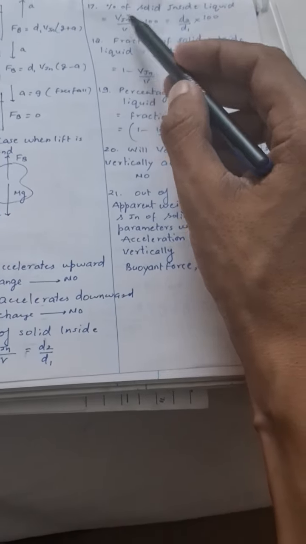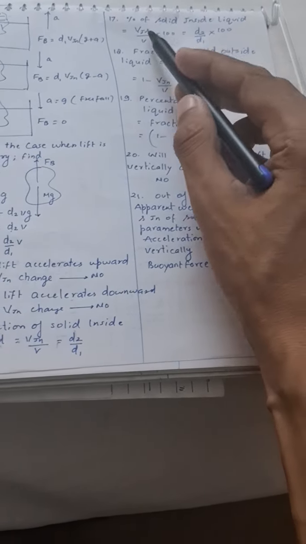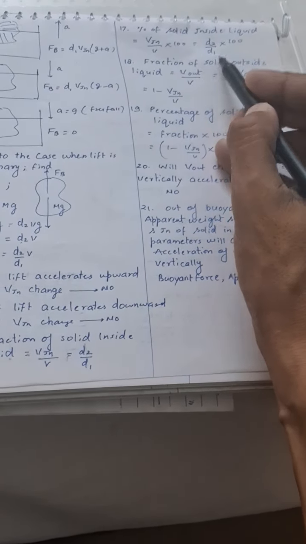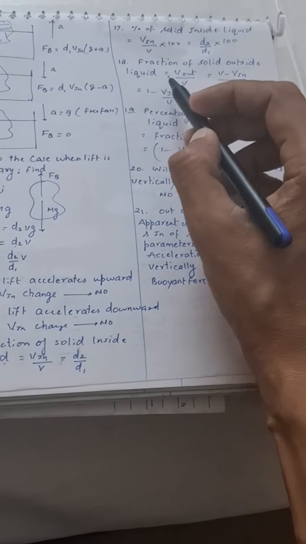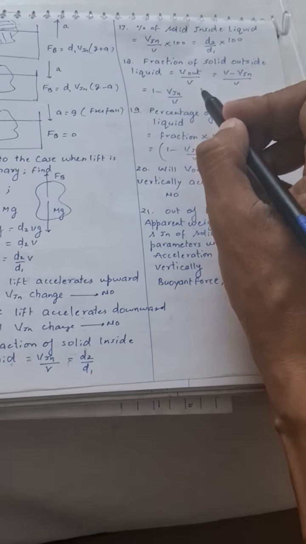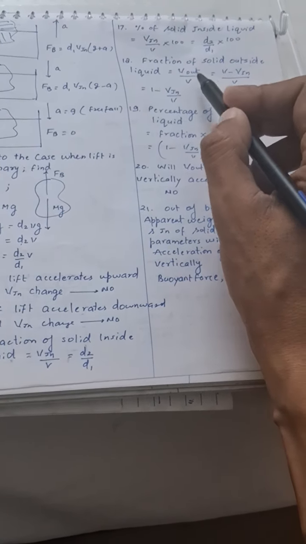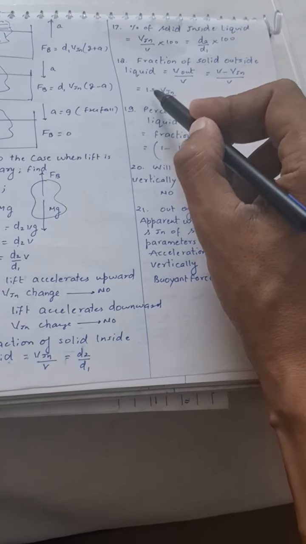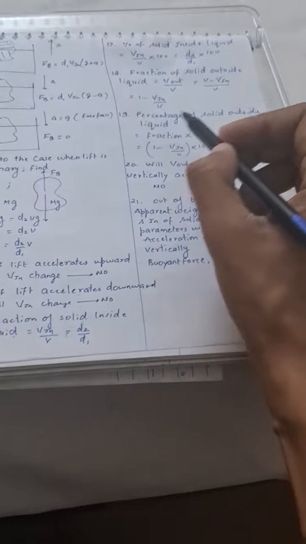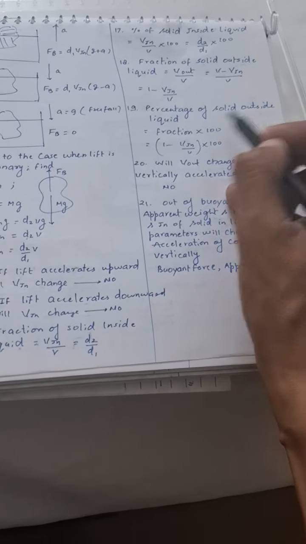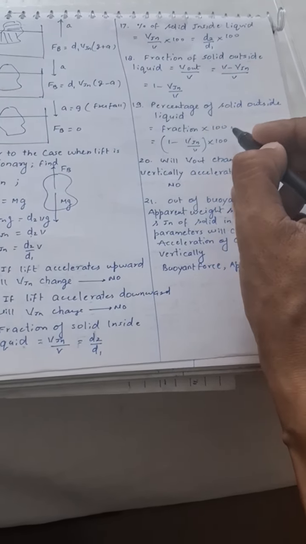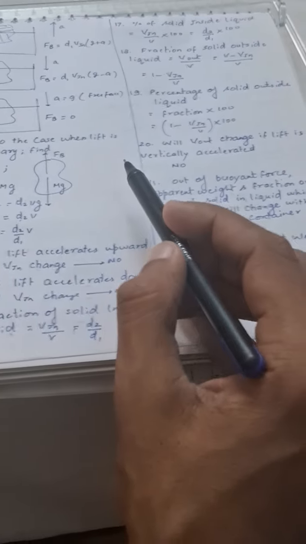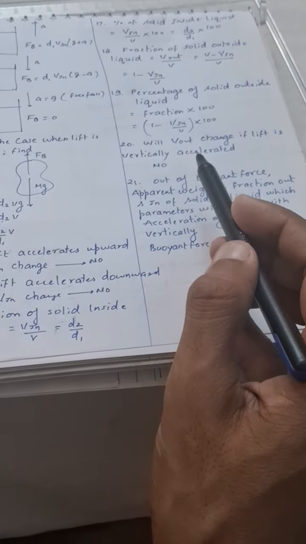Now next is percentage of solid inside liquid. So for finding percentage, you just multiply fraction by 100, so that will give d2 by d1 into 100. Now next question is fraction of solid outside liquid, so that is V out by V. V out can be written as (V minus V in) by V. On solving this, we get 1 minus V in by V. Next is percentage of solid outside liquid, so percentage is fraction into 100, which will be (1 minus V in by V) into 100.